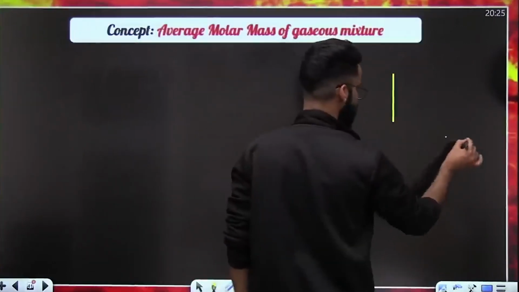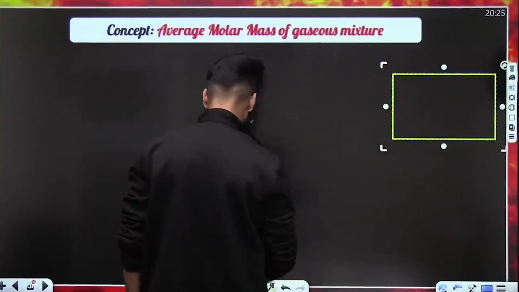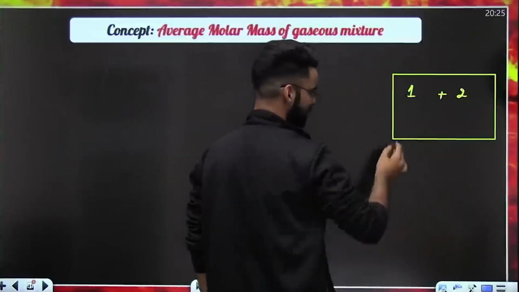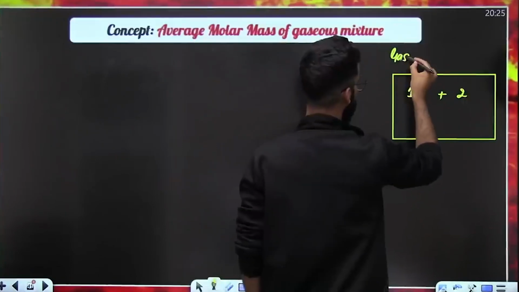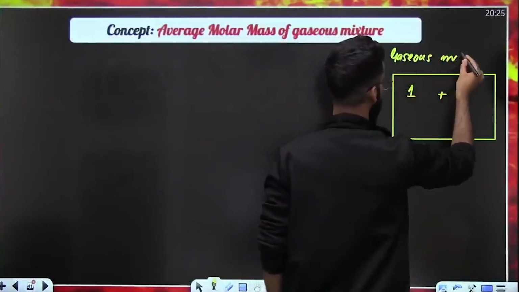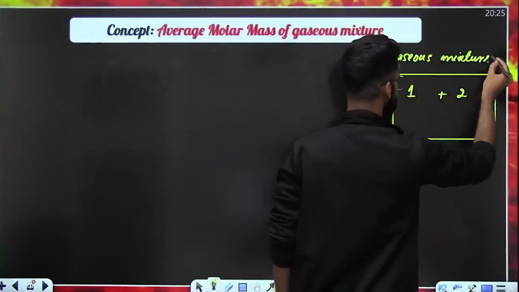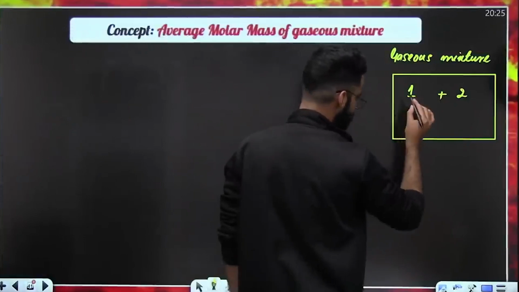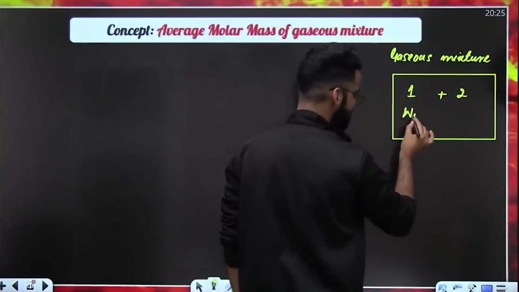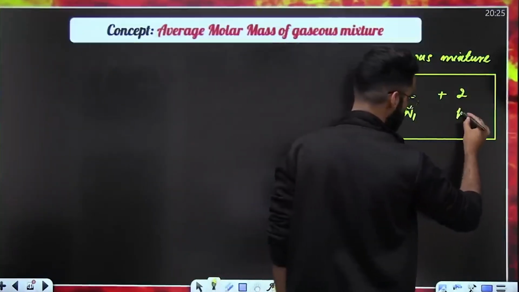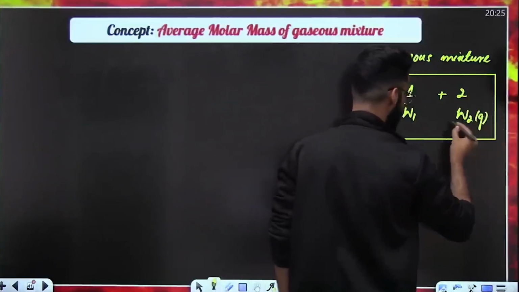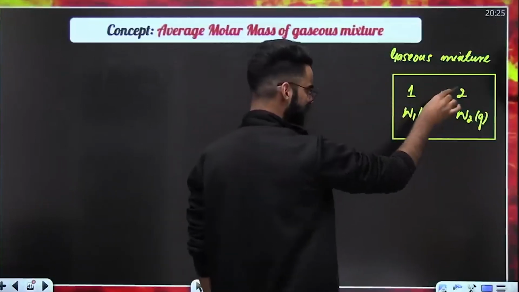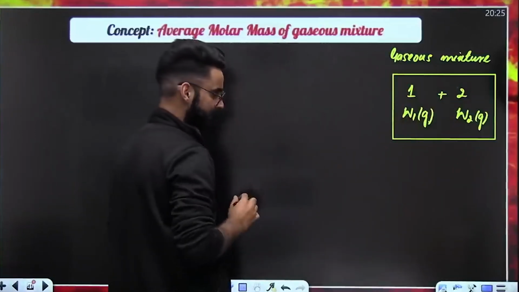Let's assume that we have got a container, and in this container, for example, there are 2 chemically non-reacting gases. That means I have got a gaseous mixture present in this particular container, which contains 2 chemically non-reacting gases. Let's assume W1 represents the mass of gas 1 in the container, and W2 represents the mass of gas 2 in the container.